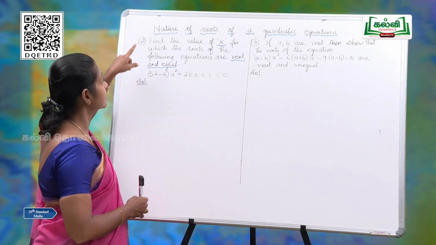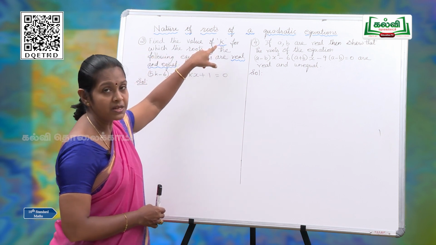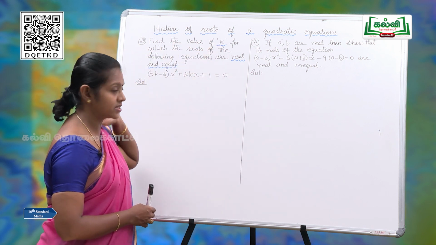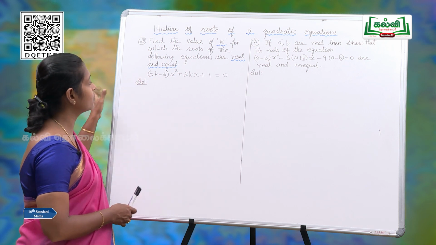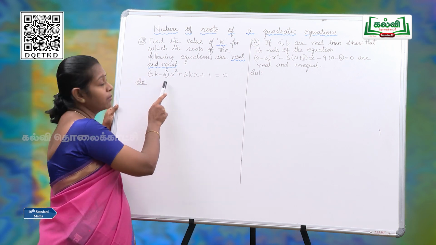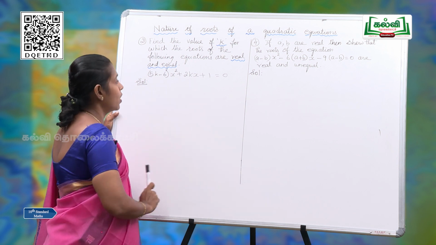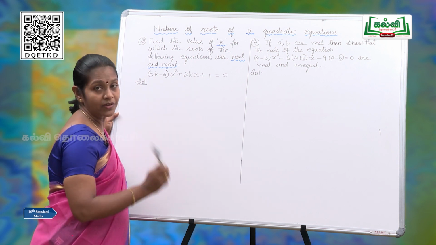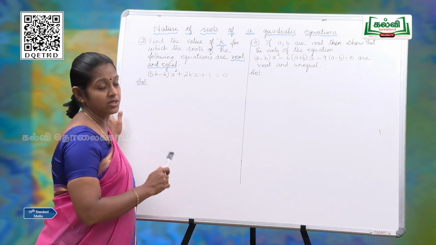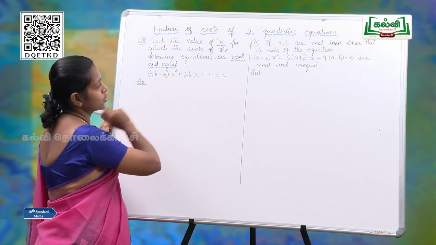Now, listen. So, find the value of k. That means the k is involved in this equation. See this equation, (5k minus 6)x squared plus 2kx plus 1. So, this k is an unknown value. That value you are going to find using the concept of the nature of roots.